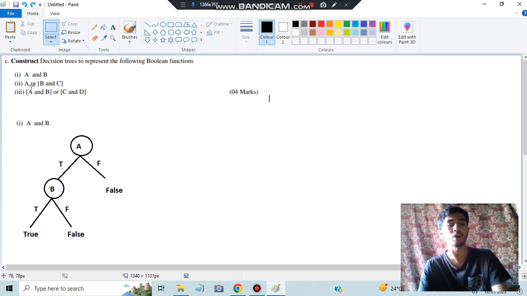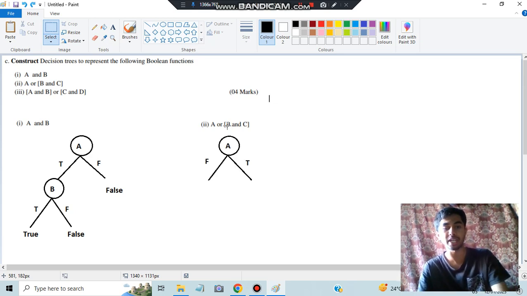Here we have A or B and C. Now when will this whole statement become true? This whole statement will become true whenever A is true or this statement is true. Or means anyone can be true, right? So either A should be true or B and C should be true. If both are true also, I don't care. B and C means both B and C should be true.